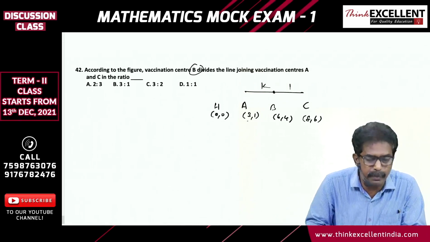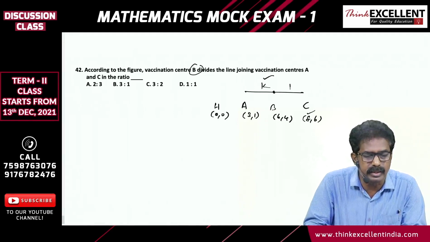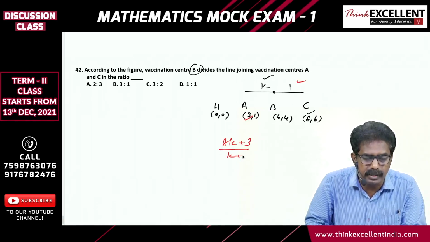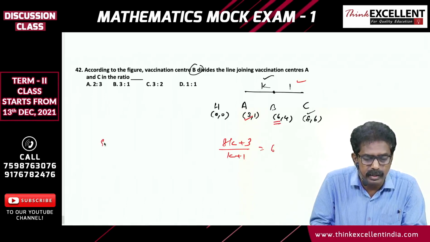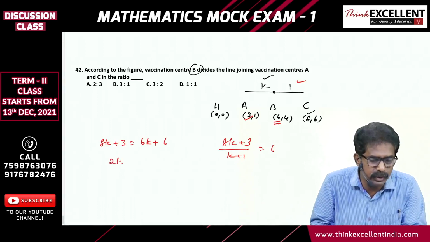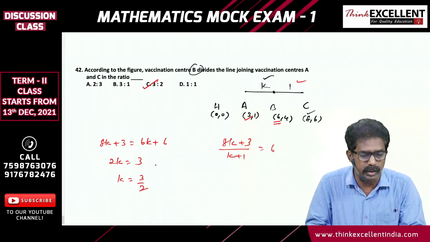Listen, when you apply the section formula, I'm taking the X coordinate alone. So K into 8, 8K plus 3 into 1, 3 by K plus 1. In the answer, the X coordinate is 6, equal to 6. Cross multiply. 8K plus 3 is equal to 6K plus 6. Bring K terms together. 8K minus 6K. 2K is equal to 6 minus 3, which is 3. So K equal to 3 by 2. So the ratio is 3 is to 2. That is the second one.